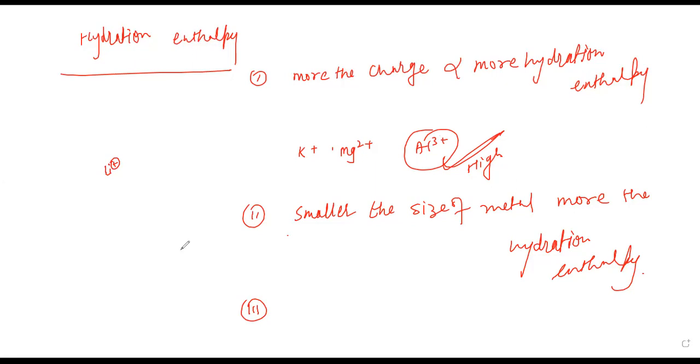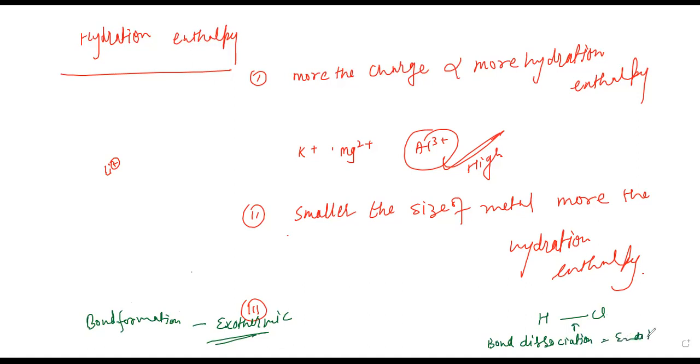See, one more point. Is bond formation exothermic or endothermic, Sanjay? Bond formation is exothermic, it is energy release. Bond breaking, if you want to break the bond, energy is required. So bond dissociation, you need to supply the energy. So it is endothermic.